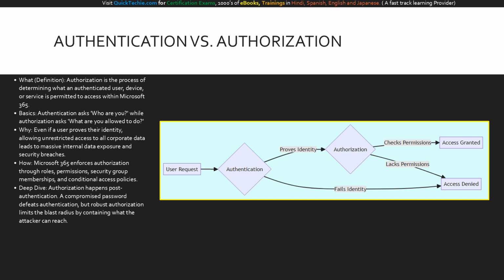Let's look at this workflow. A user makes a request on the left. The very first gate is authentication, proving their identity using credentials and MFA. Once they pass that gate, they don't immediately get the data. They hit the second, crucial gate, authorization. Here, the system evaluates their role, their group memberships, and the resource's security settings. If their assigned permissions match the required access, they flow to the top right, access granted. If not, they are immediately stopped with an access denied. This two-step verification process is the bedrock of cloud security.